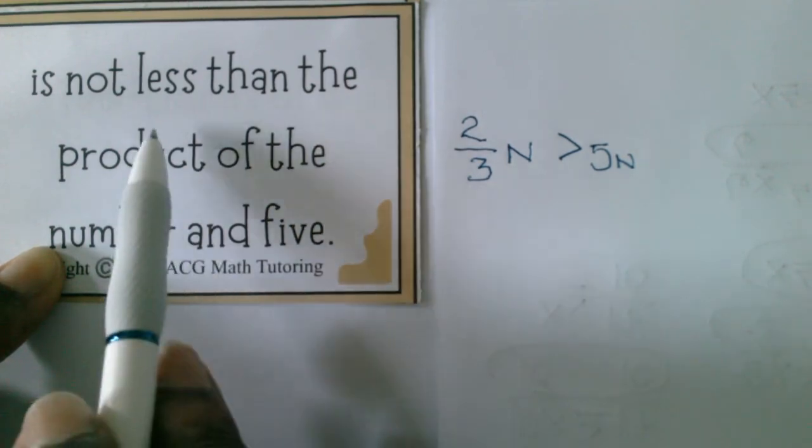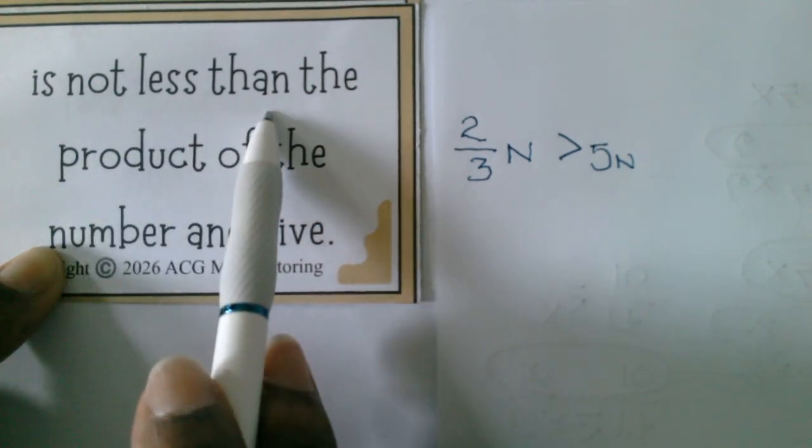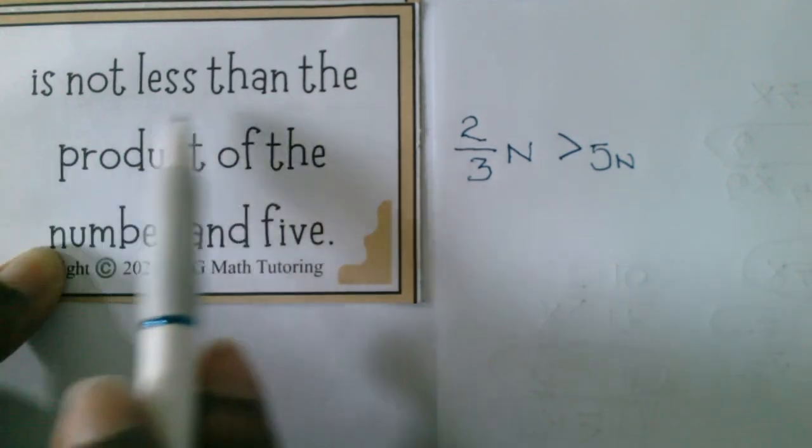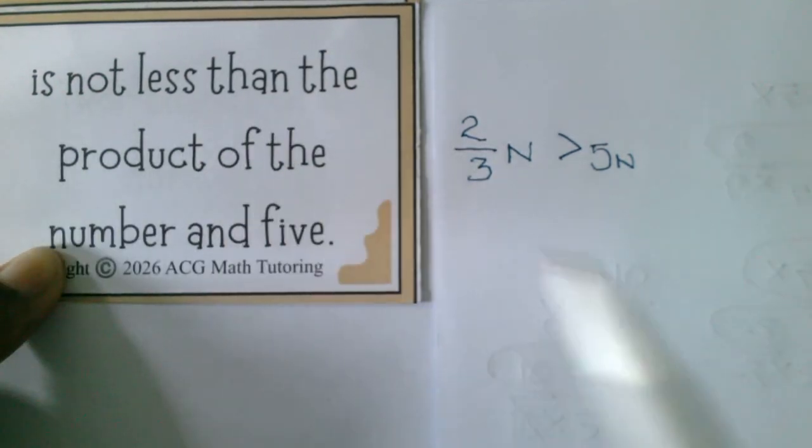Well, it just says not less than. Didn't give us the equal to. Not less than. So if it's not less than, it's greater than. Okay, we don't want to add things into it. We don't want to add things to it.